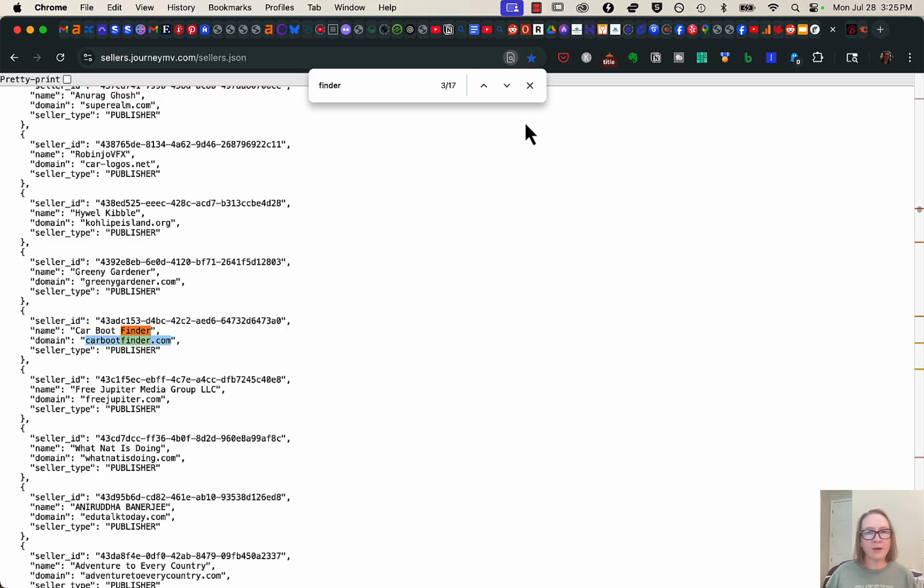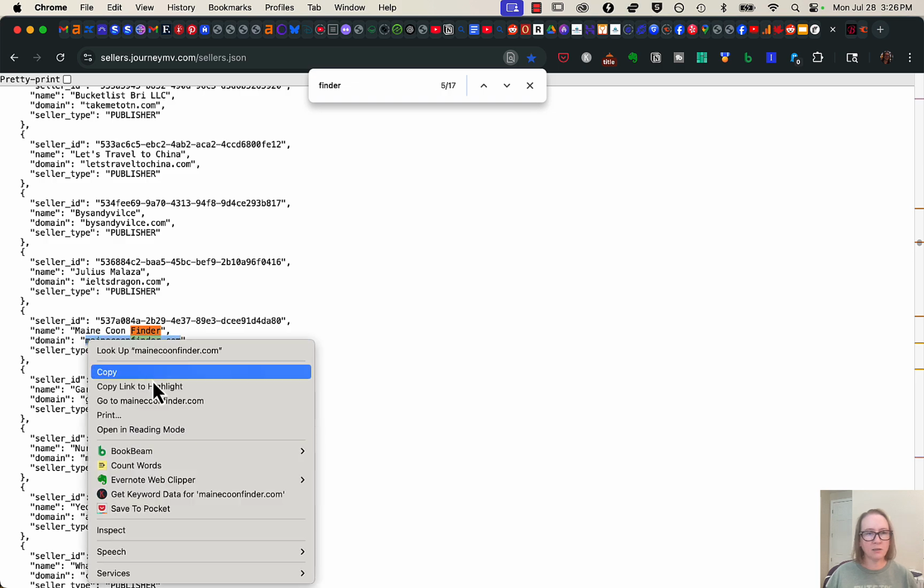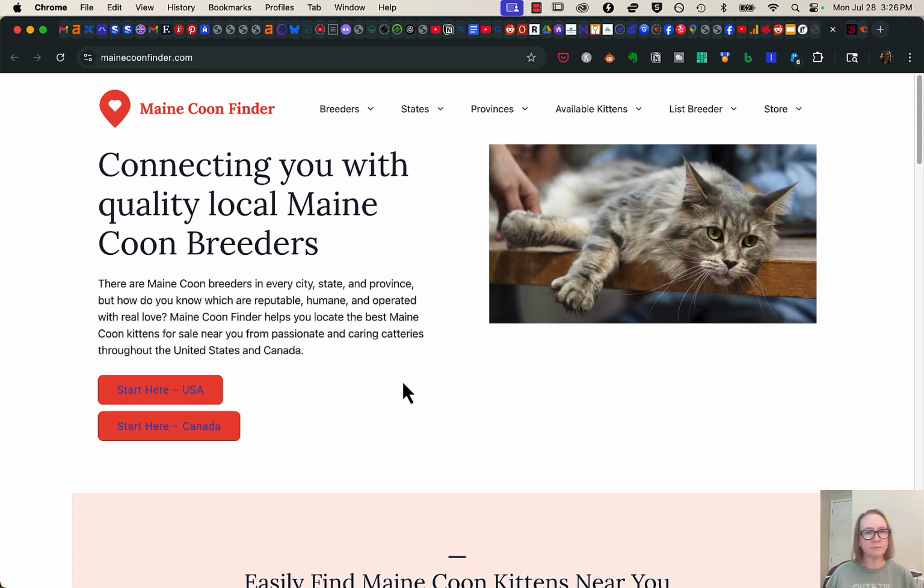Let's see what else we find here in the Mediavine JSON file. This was a pretty good example I saw earlier, Maine Coon Finder, and let's try that again. So again, a pretty clean looking site. It's focused on breeders of this specific type of cat. It's good for both the US and Canada.